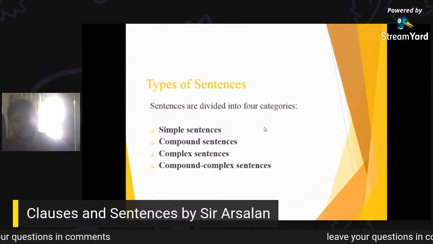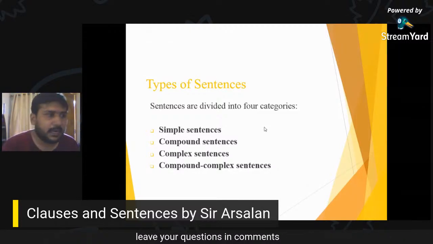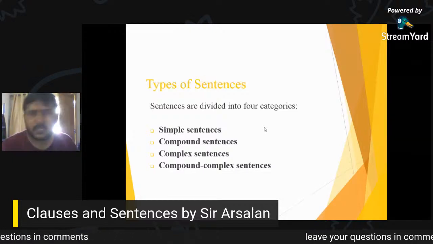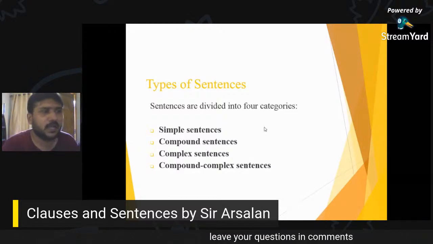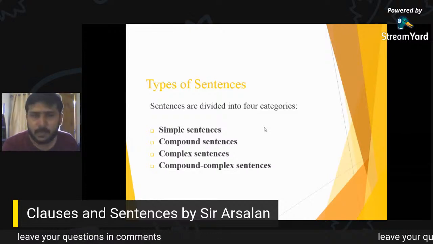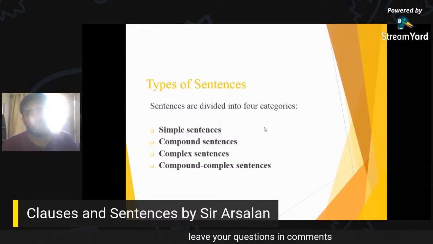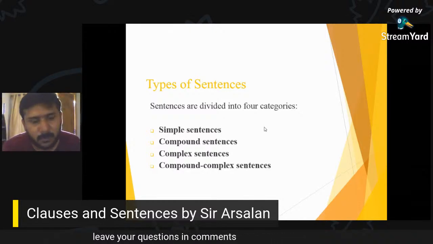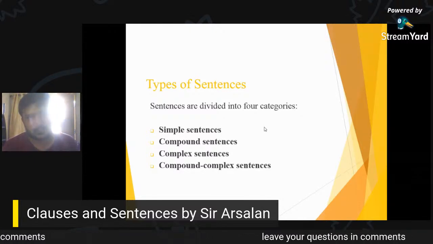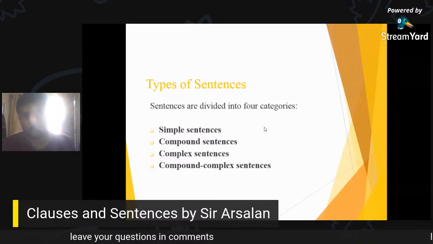A compound sentence is created when two independent clauses meet together, either with the help of conjunctions, or with the help of a comma, or with the help of a semicolon or any punctuation. So when two independent clauses meet, it forms a compound sentence. For example, I like this shirt and I bought it.